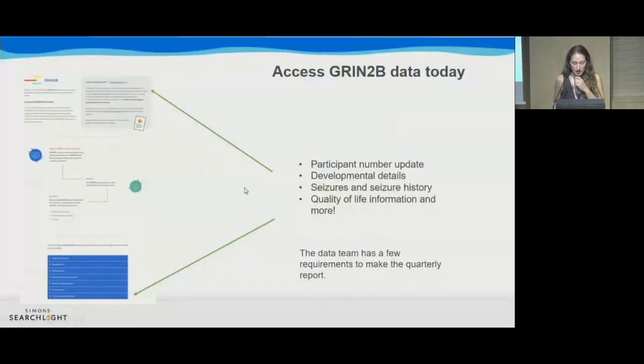And so, as mentioned, this is where you can access, for example, the GRIN2B data today on our webpage. This is the current genetics lab report. If you go to simonsearchlight.org, GRIN2B, the current registry report is at the very top. Our previous reports are down here at the very bottom. They're all listed, so please peruse and look through what we found at your leisure.